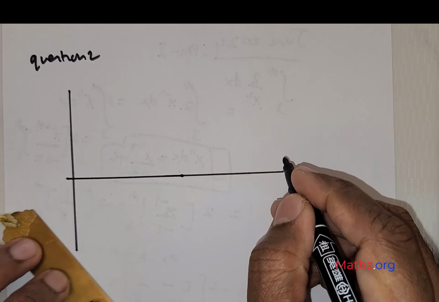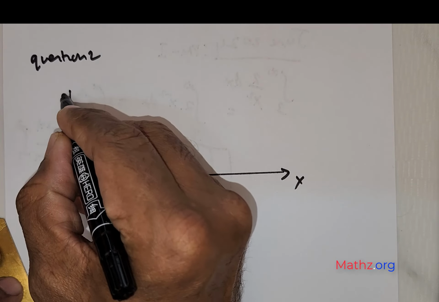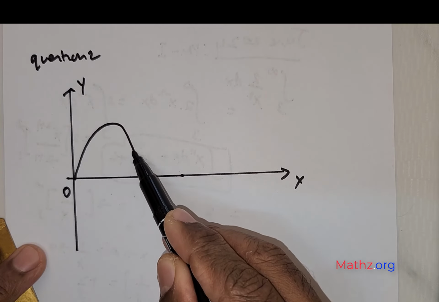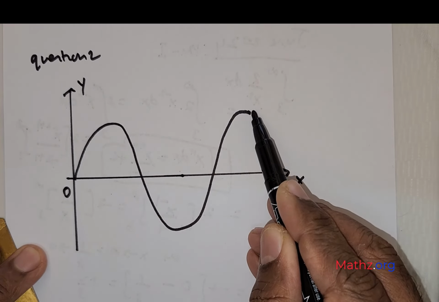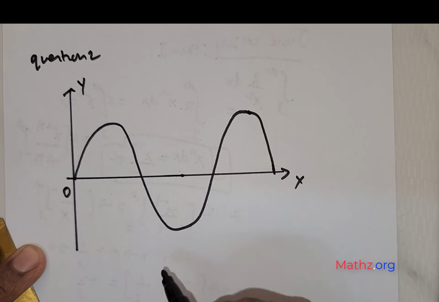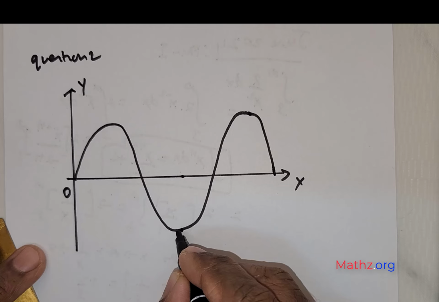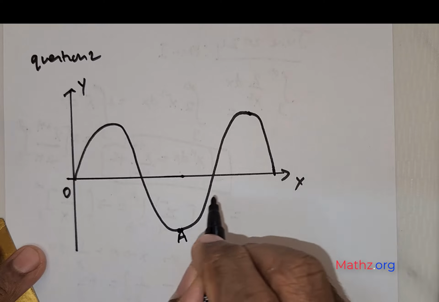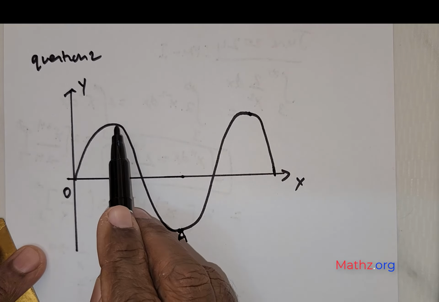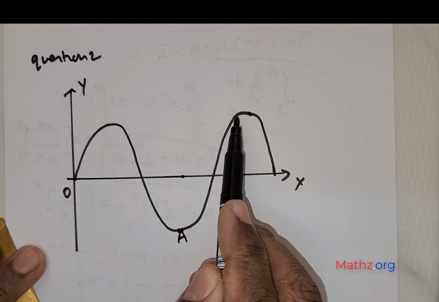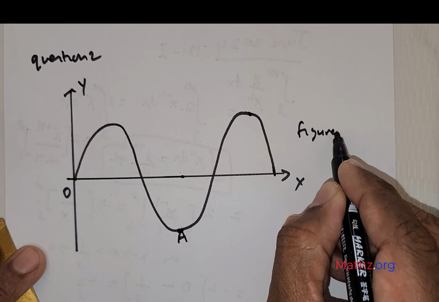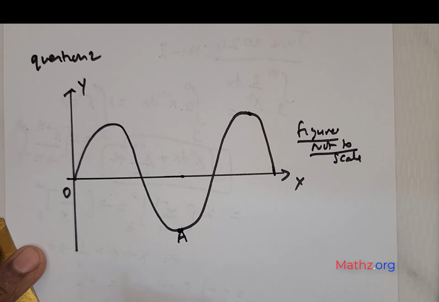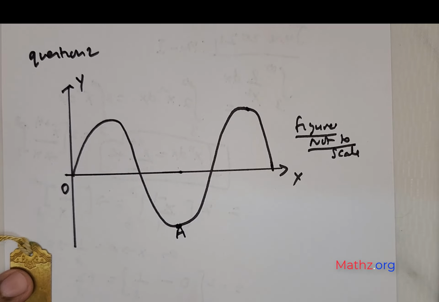So you have the x-axis here and y-axis, and you have a curve that is moving like this, and then it's going down. Now this is the lowest point. Okay, this is the lowest point for the graph, and this is what is given. So these two they match up. Okay, so figure not to scale. So this is just an approximate figure for illustration purposes.